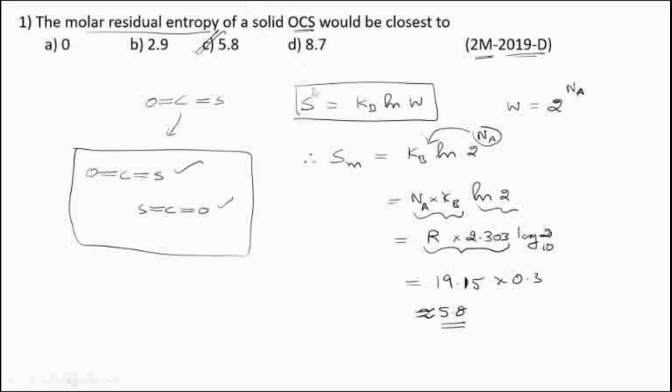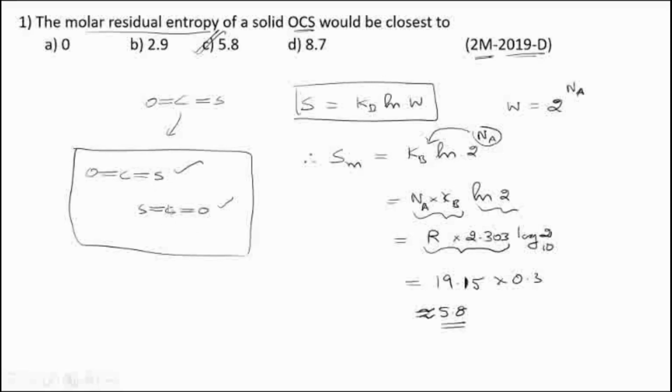Yes? Sir, hello students, any doubt? Yes sir, how is the value of W equal to 2 power Na coming? See, how many orientations can this molecule take in the solid? Carbon oxysulfide can take two possible orientations. This is one, and this is another one.